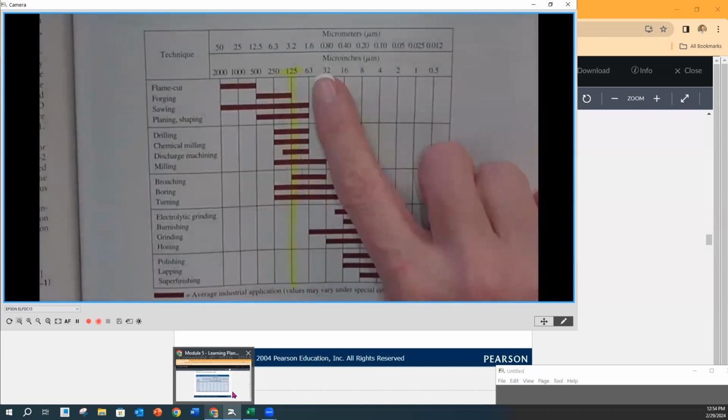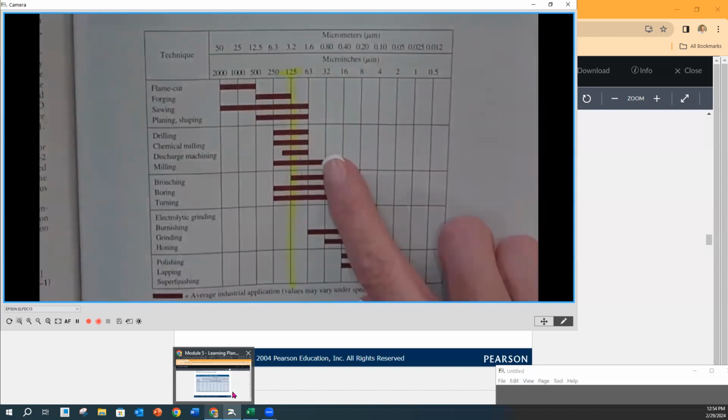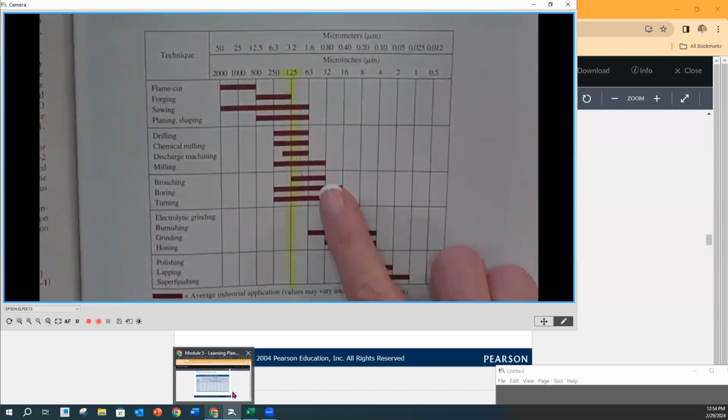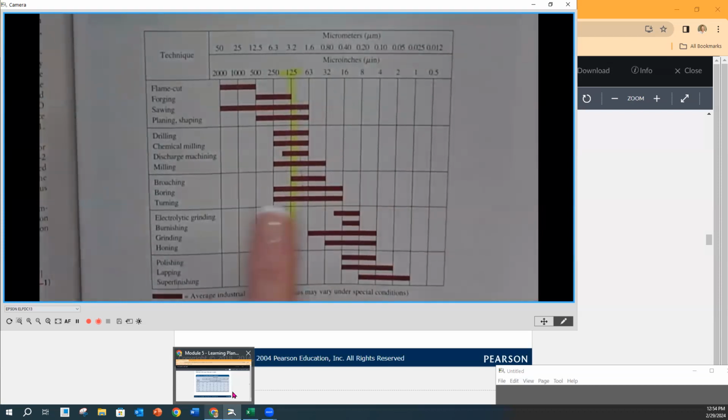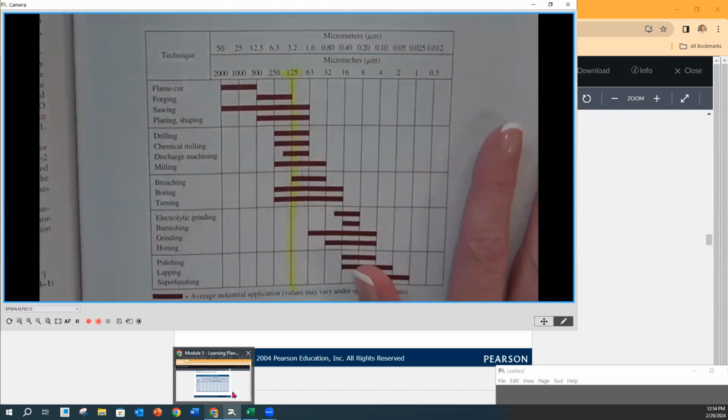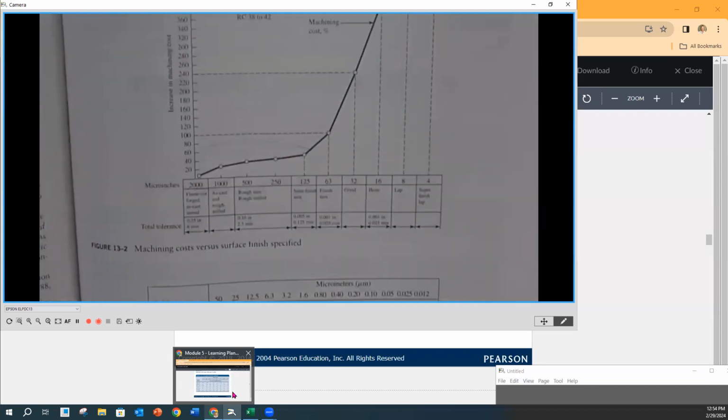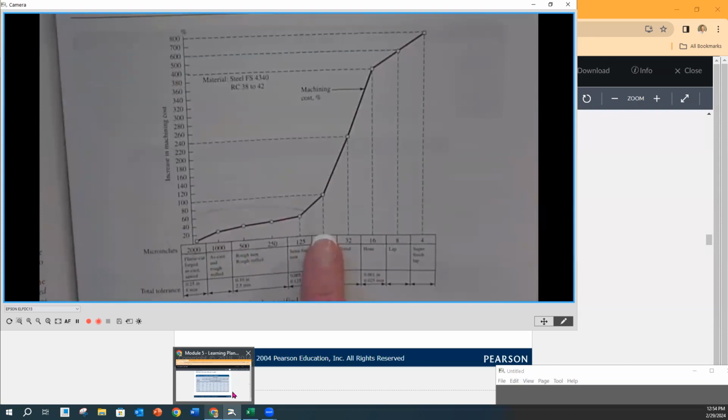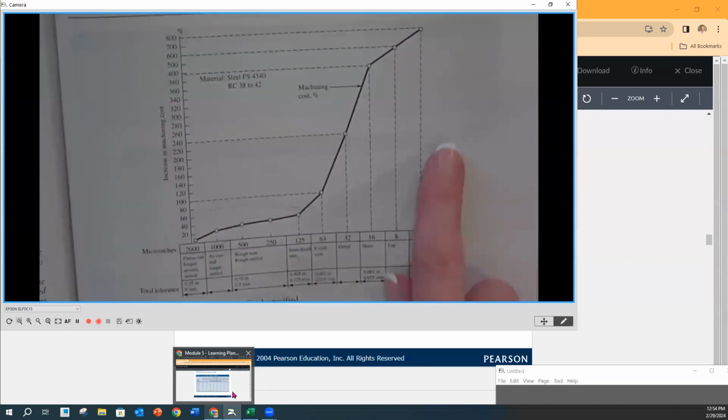So if we want to get a 63, notice that we have to go down to some other options. Broaching, boring, turning can get it. But then we've got other things like grinding and honing as we continue to work the way over here. Also look at how after 125, it doesn't take long and we are going up, up, up in cost. Many times when we get into grinding, honing, and lapping, a lot of regular manufacturers don't have those. You're sending those out to somebody who's going to do that for you.